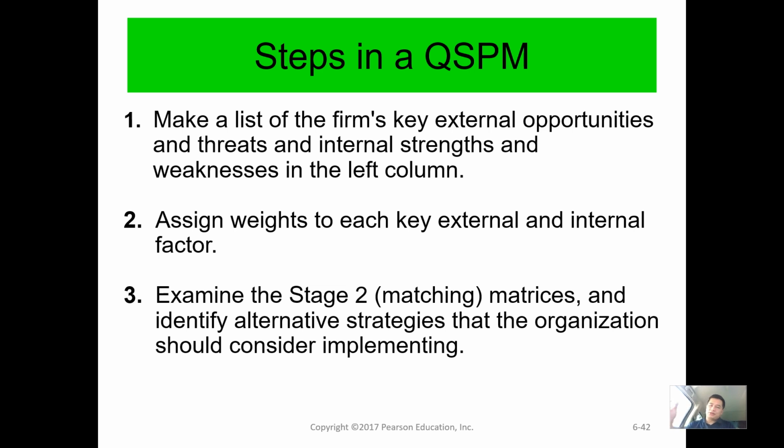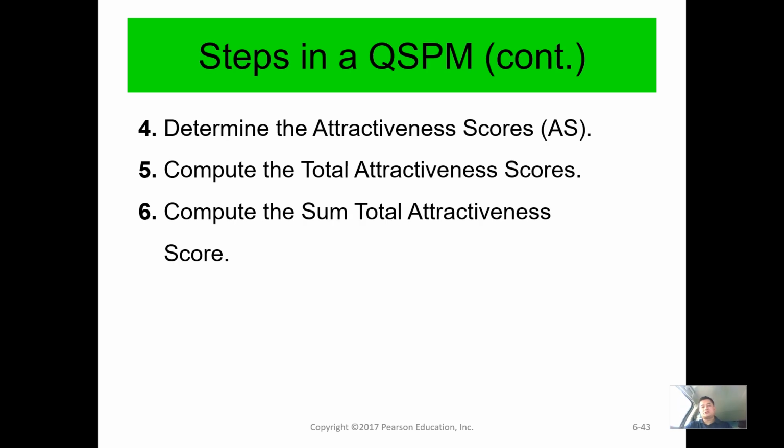Assign weights to each. The next step is assigning weights to each key external and internal factor. Examine the stage 2 matching matrices and identify alternative strategies that the organization should consider implementing. Another step in a QSPM is determining the attractiveness scores, AS, and computing the total attractiveness scores, the sum total attractiveness scores, right?